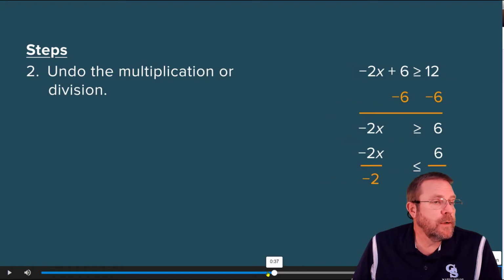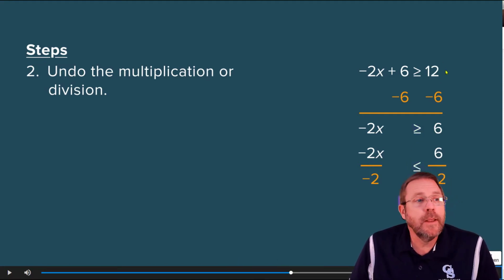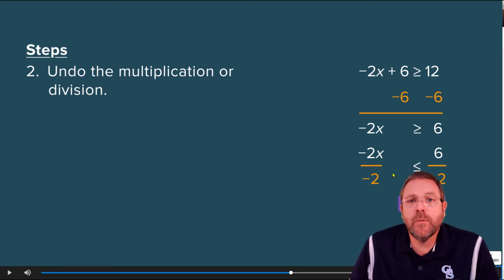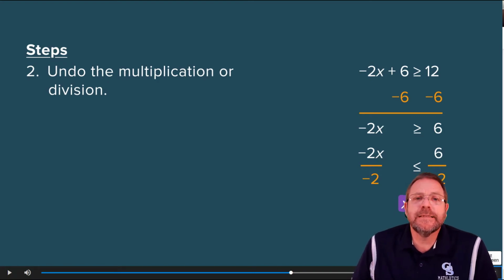I also want to go back to where they were right about here, and talk about what they did. They undid addition and subtraction first, subtracting 6 on both sides. That left them with -2x is greater than or equal to 6. Then they undid multiplication and division. We work these just like we work in any equation. The only difference occurred right here. When they divided both sides by the -2, the sign changed directions. Other than that, this is identical to the equations we worked in the past.